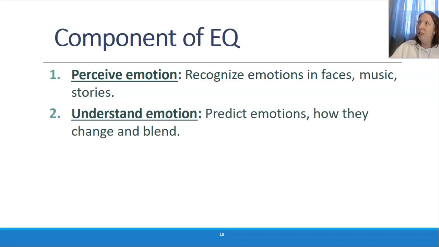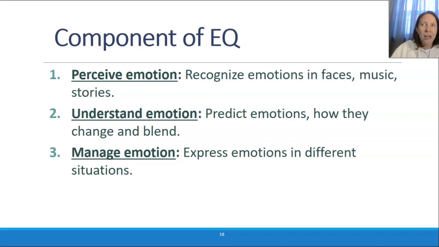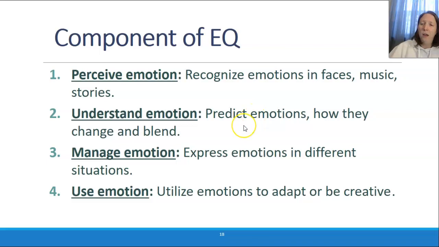Understanding emotion: once you've identified it, why is it happening? How could it change potentially? Then managing it: what can you do, not to manipulate, but to handle emotions in different situations, whether really positive and joyful, or really devastating and sad? How can you help others with those things? And how can you manage them in yourself and help control your own emotions? And then finally, how can you use emotions to best adapt or be creative in all sorts of situations?